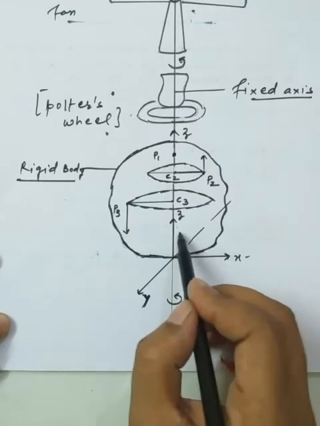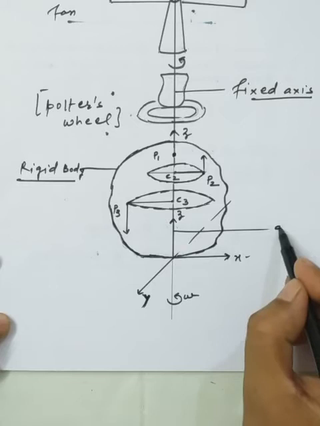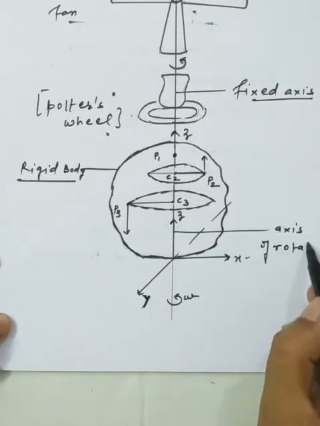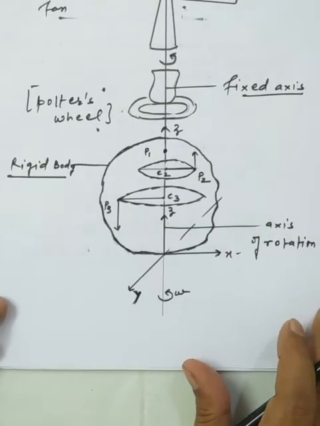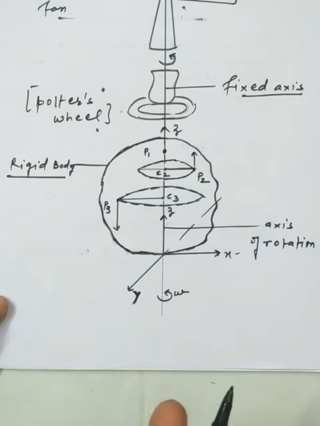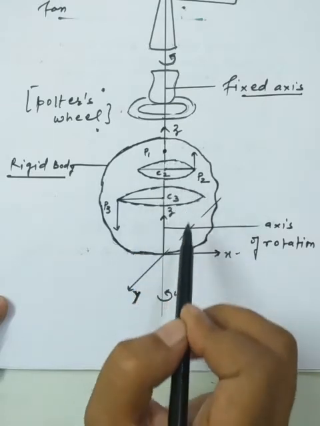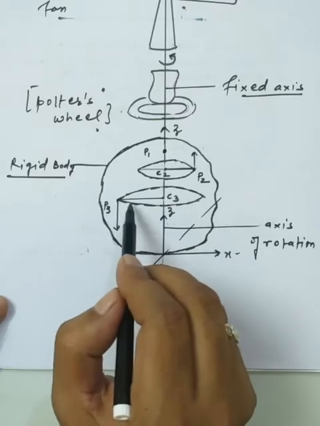Now the z-axis, along which the object is rotating, is called the axis of rotation, dear students. The body rotates about the axis of rotation under the influence of an external force. So here we are assuming a number of particles inside the body, which are at different distances from the axis of rotation.